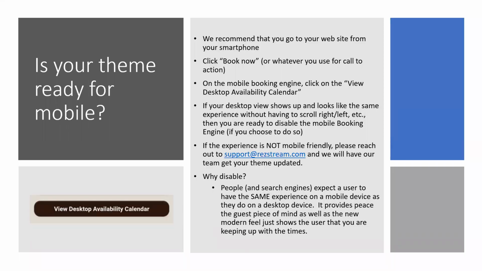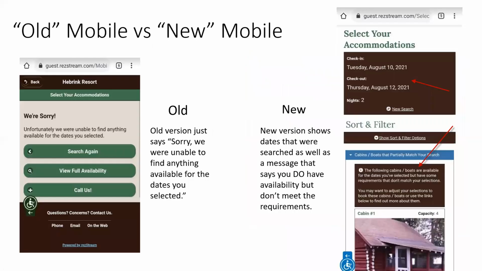So going back to the first part, the mobile booking engine versus the booking engine as it stands today. We have the option to disable the mobile booking engine. So we can help with this, or what we recommend, and again, I can share this information, is going to your website from your phone, clicking the book now, and on the mobile booking engine, there should be a view desktop availability calendar on the bottom of that. So it should end up looking like this here.